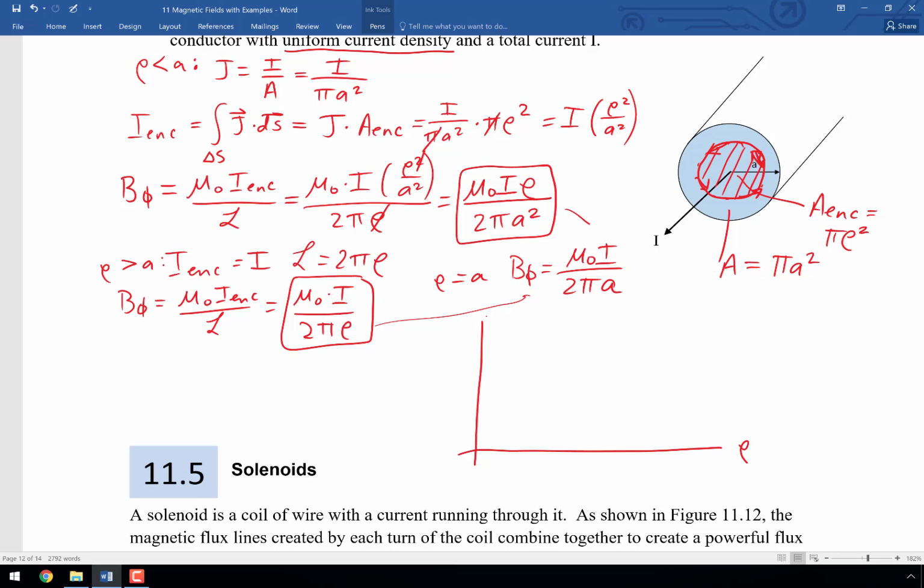So this is rho, and this is B sub phi. Let's pick a point here and call it A. And this is going to be mu sub 0 I over 2 pi A. And we know that up here, it's a linear relationship increasing with rho, so it's going to go up linearly. And then down here, it's going to be 1 over rho, so it's going to drop off as 1 over rho there. Eventually, when you get infinitely far away from this, that's going to go to 0. But it's very important that we see, just as the electric field had to be continuous, in the same way, magnetic field must also be continuous.